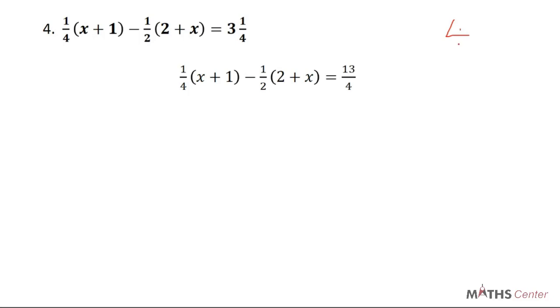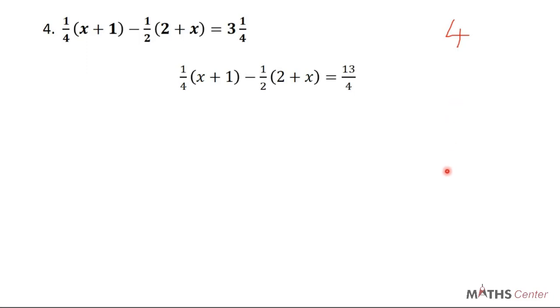Once again, if you are finding it difficult finding the LCM, multiply the denominators: 4 times 2 times 4. Then the value that you get, use that value as the LCM. After you simplify, you are going to get the same answer. It is always easier to find the LCM, but if you are finding it difficult, just multiply the denominators and use it as the LCM. So here I'm going to use the LCM, which is 4.